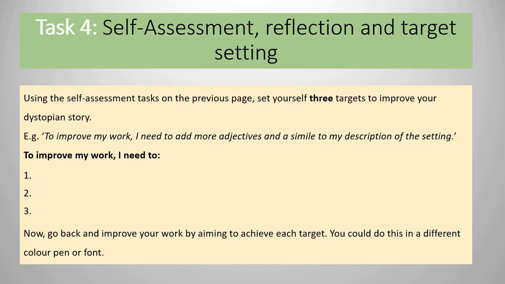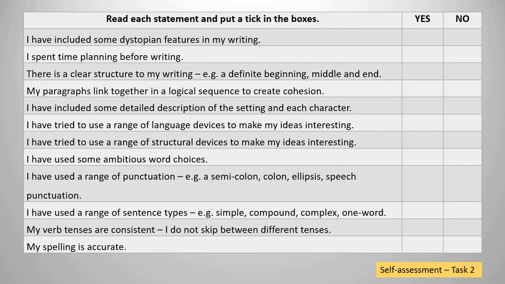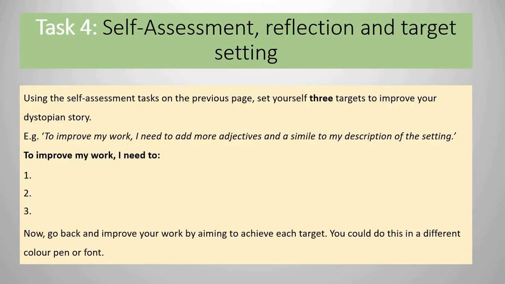Or it could be, as we've got here, to improve my work, I need to add more adjectives and a simile to my descriptions of the setting. So you use this table to guide you in the right direction of what 3 targets you could go for. I'd like you to then go back and improve your work. So as we would in class, different coloured pen or a different coloured font on Word, just amend what you've done. So do it underneath, don't necessarily change what you've written. Just do it underneath like we would if we were doing DIRT in school.